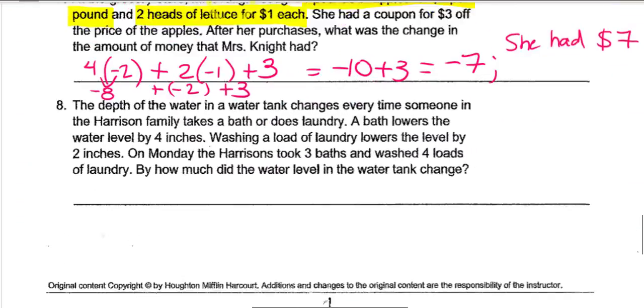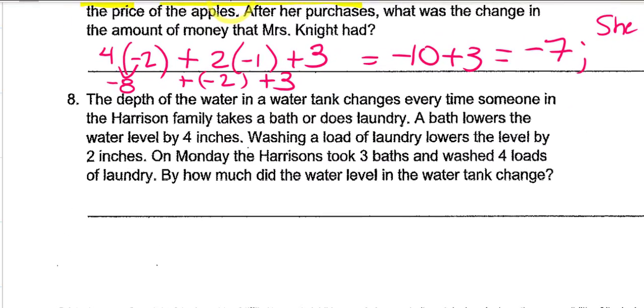All right, last one. The depth of the water in a water tank changes every time someone in the Harrison family takes a bath or does laundry. A bath lowers the water level by 4 inches. Washing a load of laundry lowers the level by 2 inches. On Monday, the Harrisons took 3 baths and washed 4 loads of laundry. By how much did the water level in the water tank change?